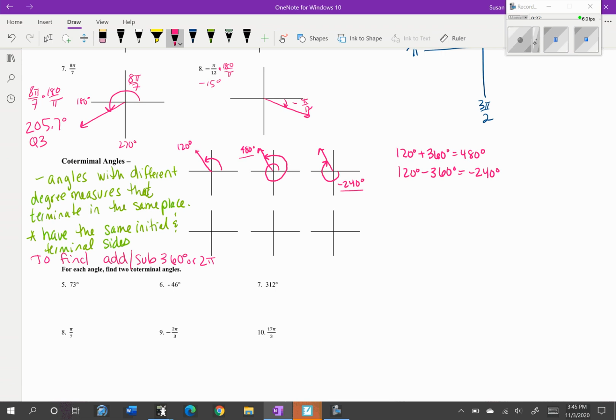So negative 240 degrees. So 480 and negative 240 are coterminal with 120. Again, it means they have the same initial and terminal sides. We can do the same thing using radian measures. So let's go ahead and do a radian measure of 7 pi over 6. If you don't know where that is, you could take 7 pi over 6 and multiply it by 180 over pi to get our degree measure, which is 210 degrees, which tells me that this is in quadrant 3.